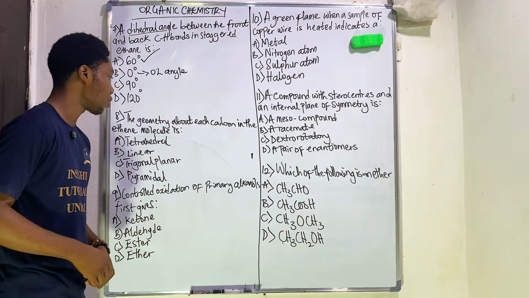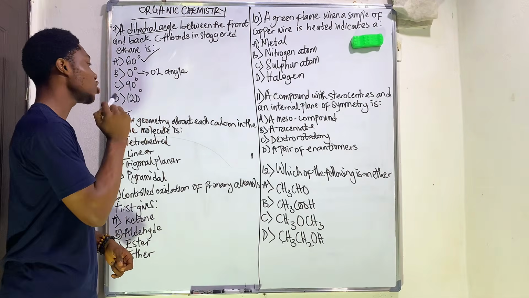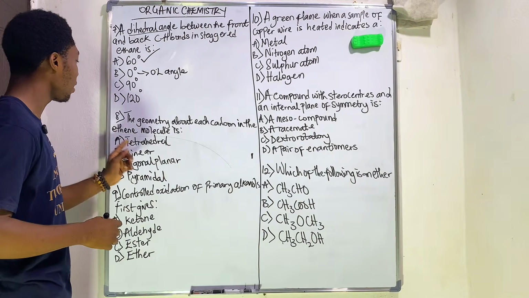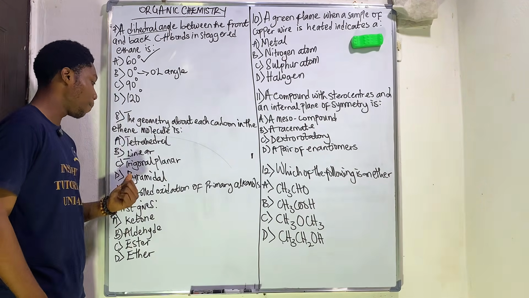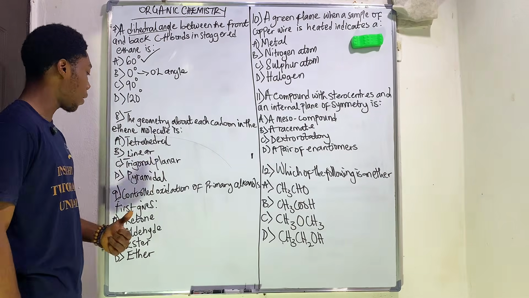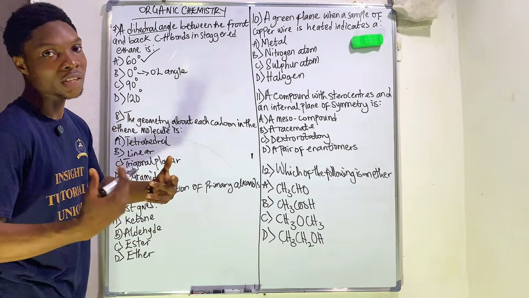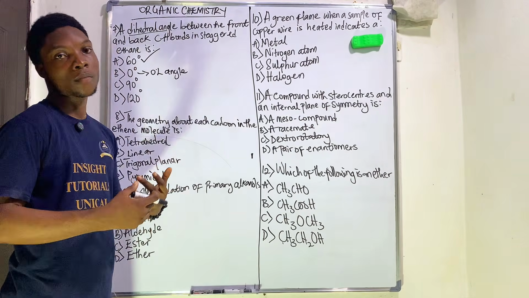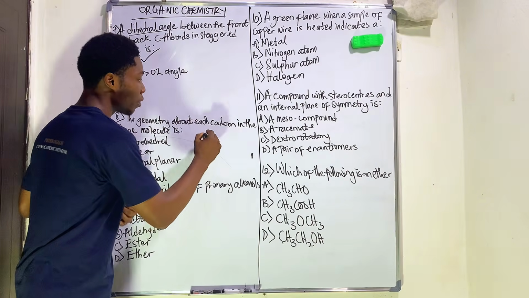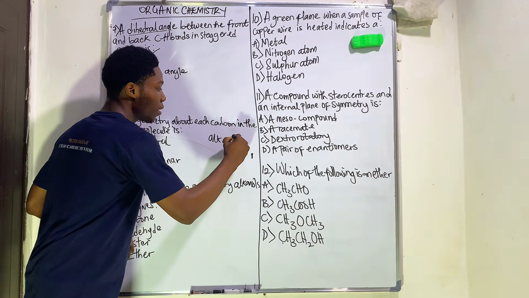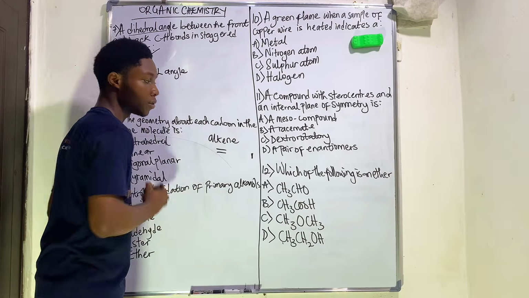All right, next question. The geometry about each carbon in the ethene molecule is A. Tetrahedral, B. Linear, C. Trigonal planar, and D. Pyramidal. So they're basically asking us the shape around the carbon atoms in ethene. Now we need to know that ethene is first of all an alkene, and alkenes have double bonds, right?